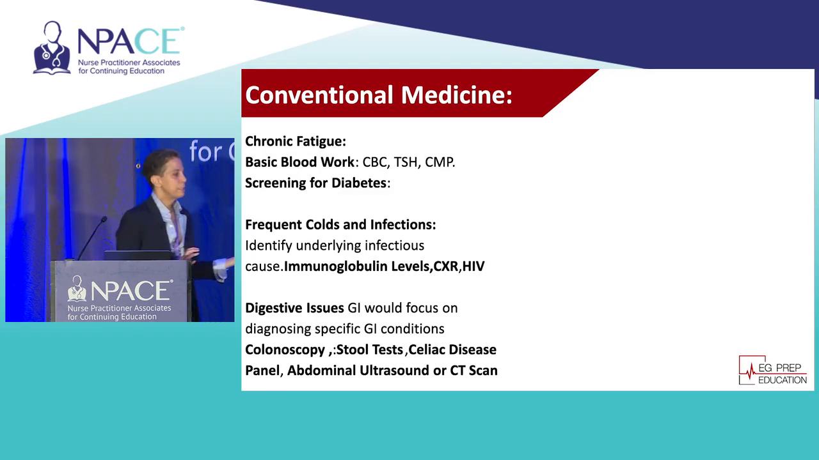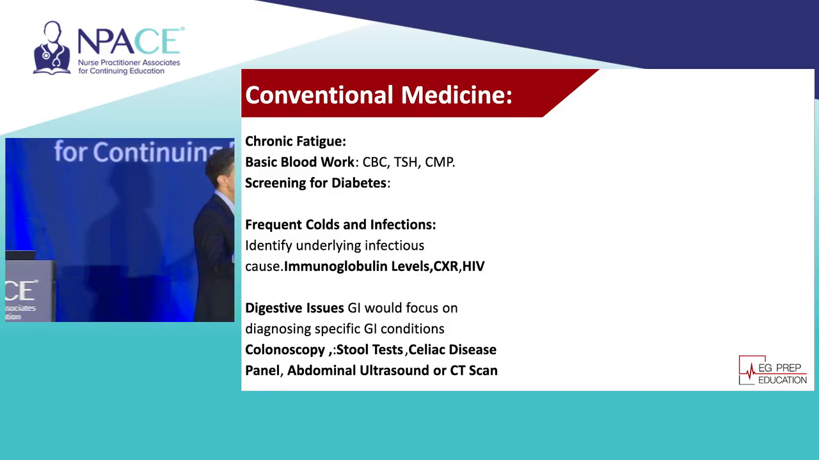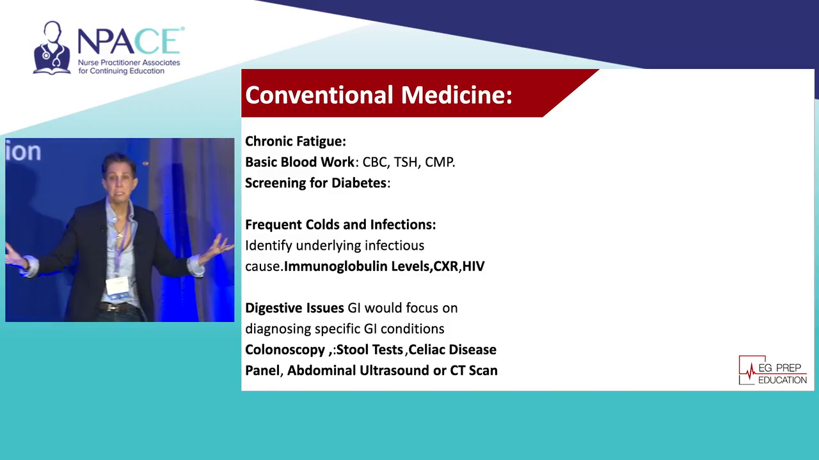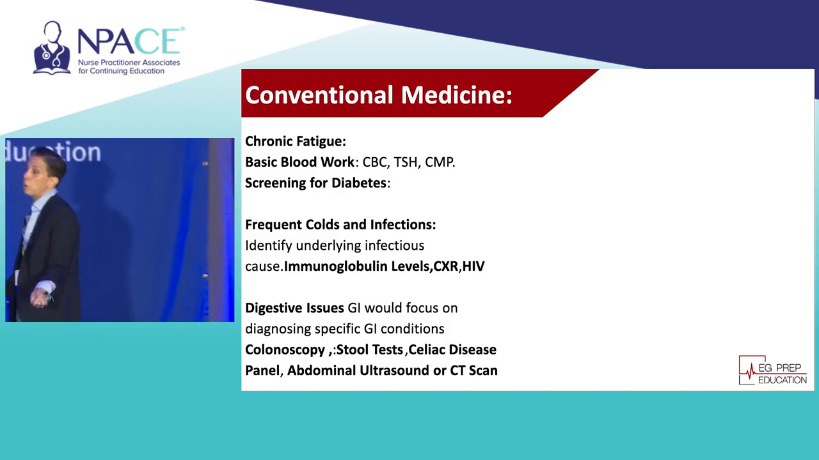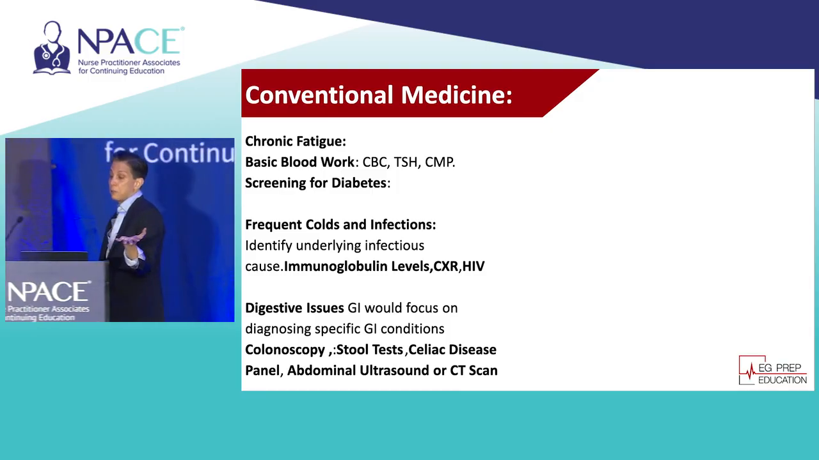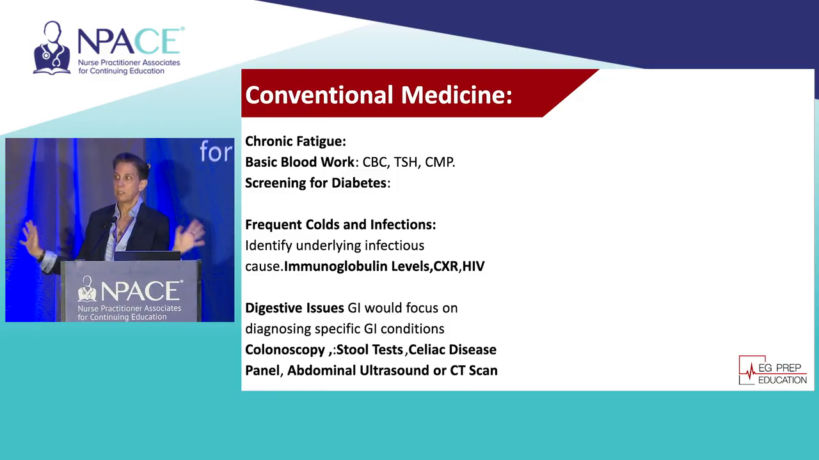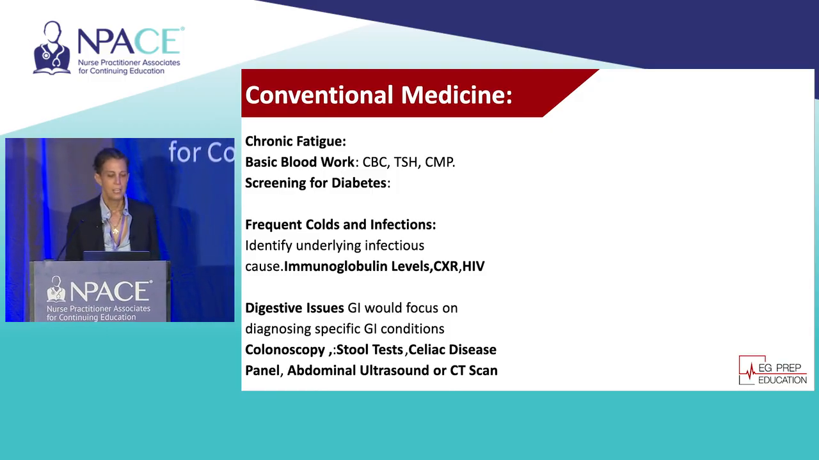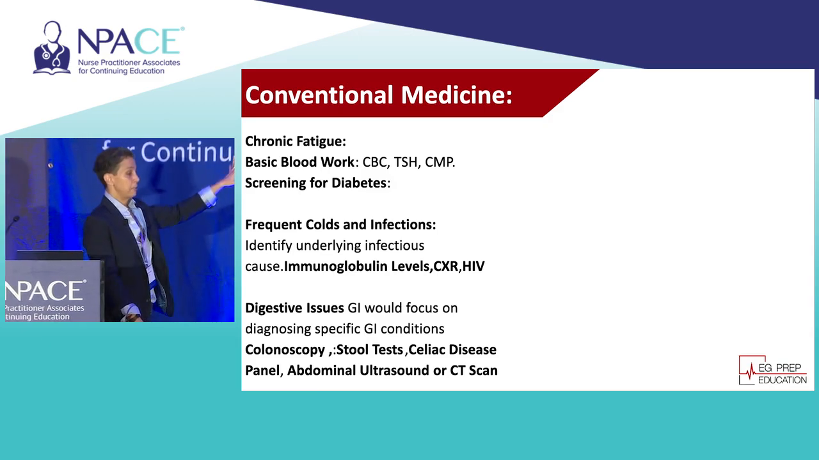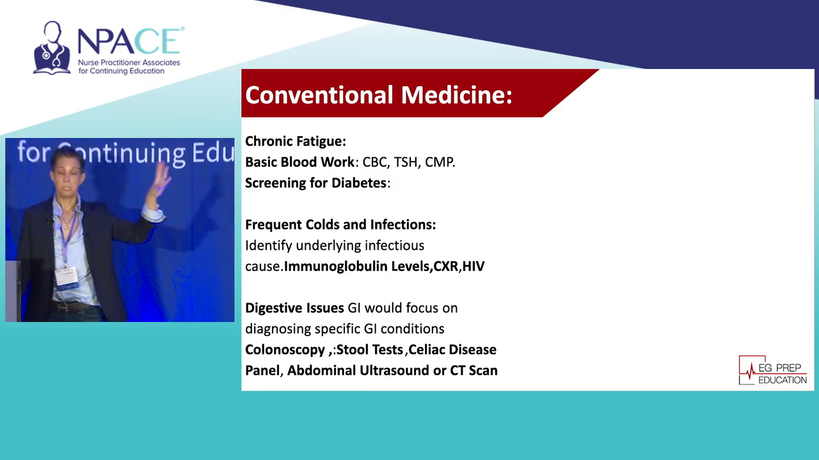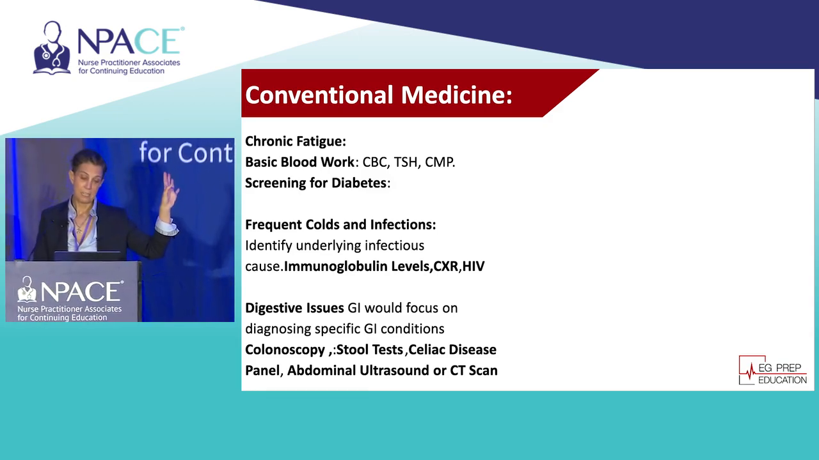So what are we going to do in conventional medicine for Sarah? CBC, TSH, let's check CMP. Maybe she's diabetic, she doesn't know about it. She has these frequent colds. If I'm really, really extra, I might do immunoglobulin levels, just maybe a chest x-ray. Maybe she has like pneumonia, she doesn't know. GI, I'm definitely sending her to GI. They're going to do colonoscopy, maybe abdominal ultrasound, maybe a CAT scan, right?